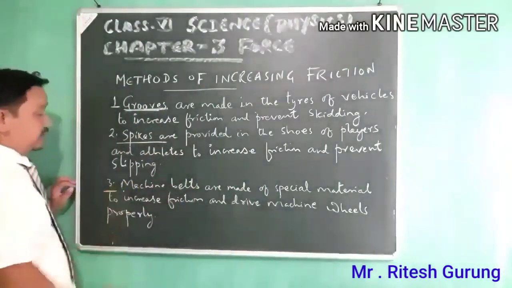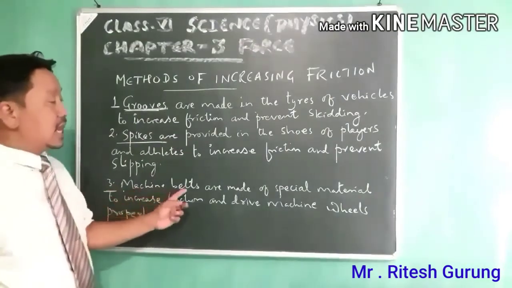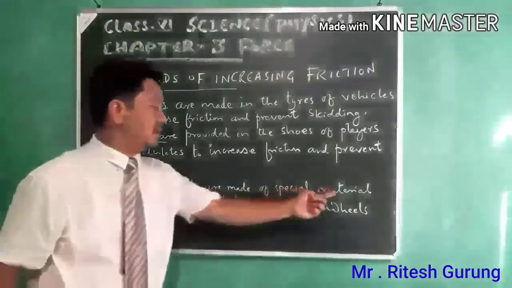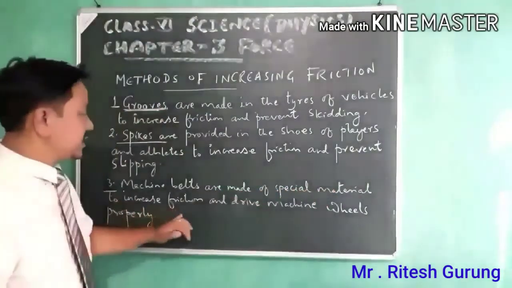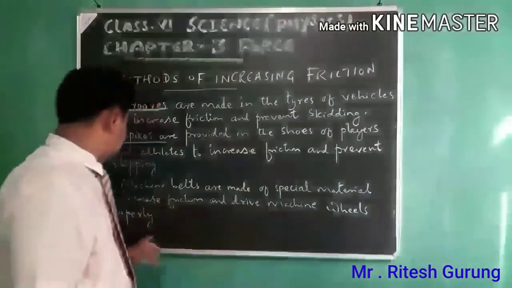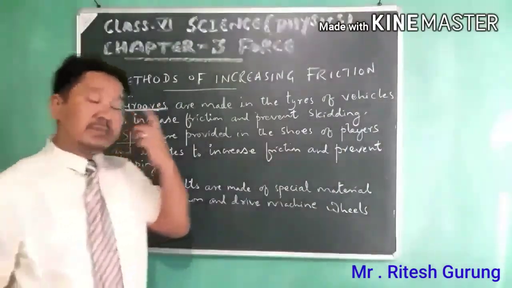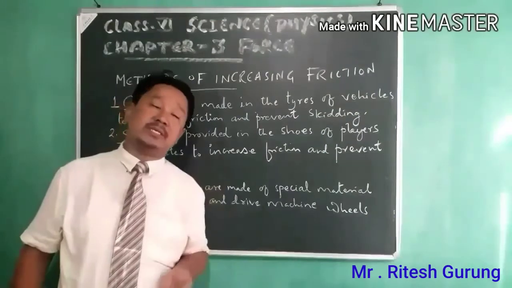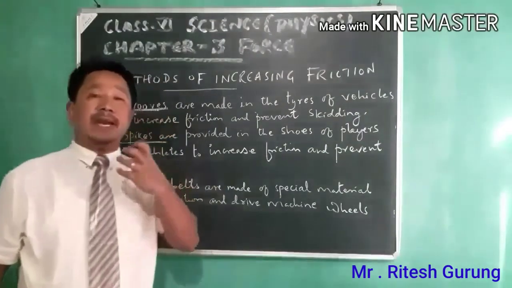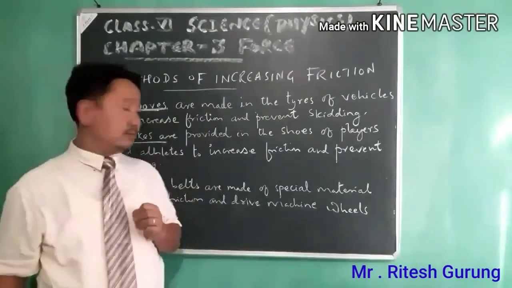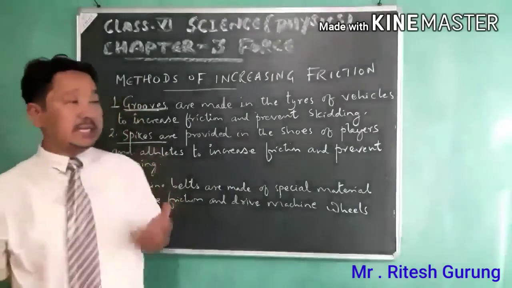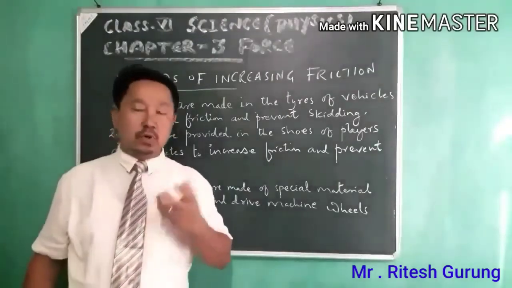And number 3, machine belts are made of special material to increase friction and drive machine wheels properly. There are many machines, a number of machines where belts are used. Machine belts are used, like in the case of flour mills.